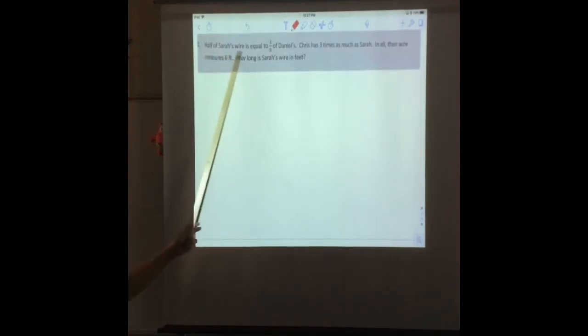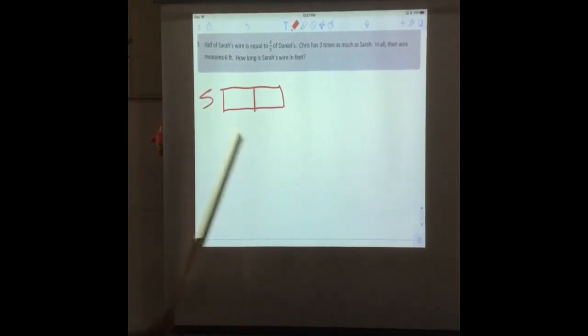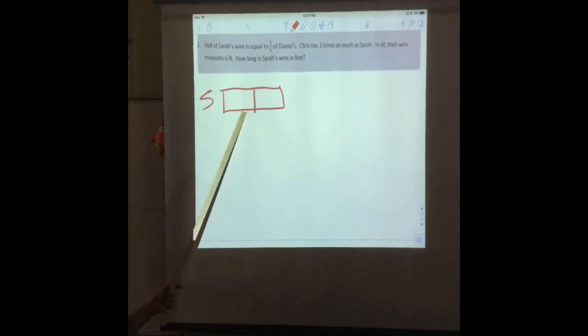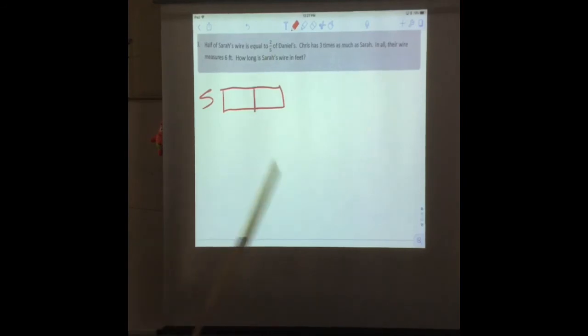Okay, it says half of Sarah's wire is equal. Well, I'm going to make Sarah. And it says half of her wire, right? Half of her wire is 2/5 of Daniel's. So I'm going to make this half 2/5. So this would be 1/5, and this would be 1/5. So this would be 2/5, right?